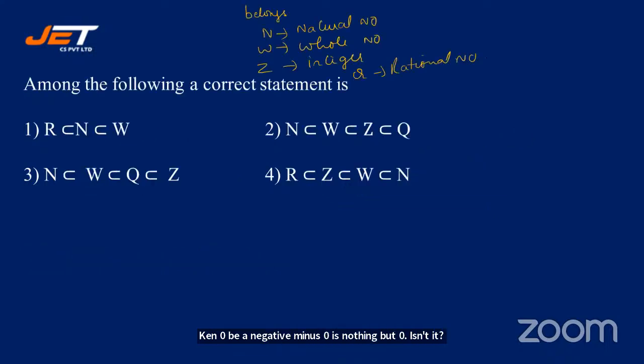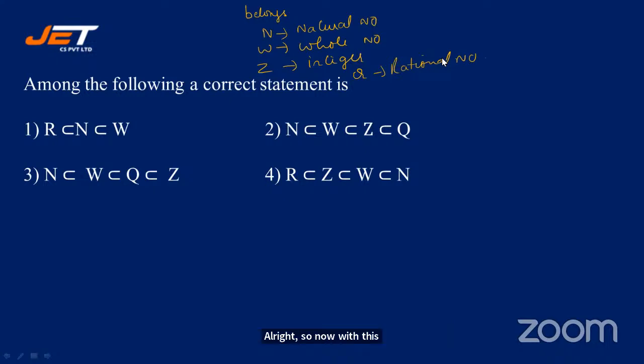Among the following, a correct statement is dash. Right? So, which is a correct statement? Option 1, option 2, option 3, option 4. So, before we move on to this, what is N? N here means natural number. W means whole number. Z means integers. Q means rational number. All right. So now with this understanding, I'm sure you'll be able to give me the answer.